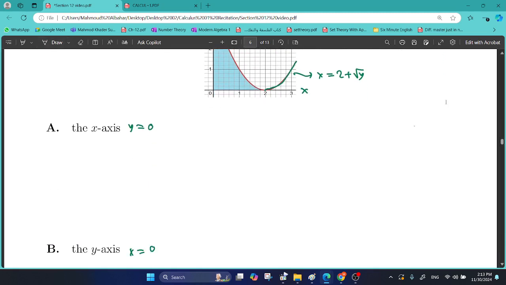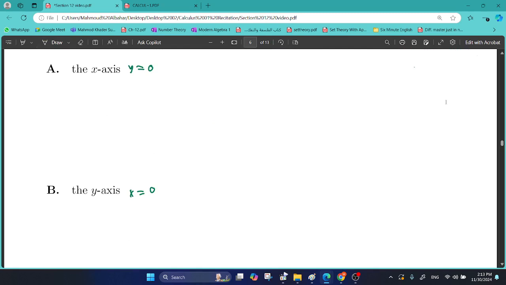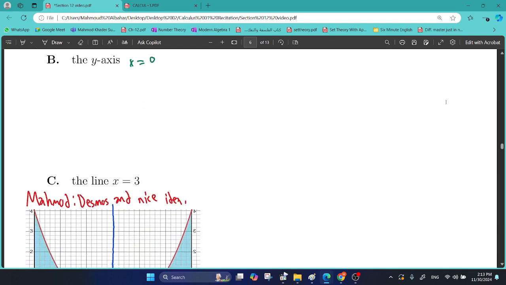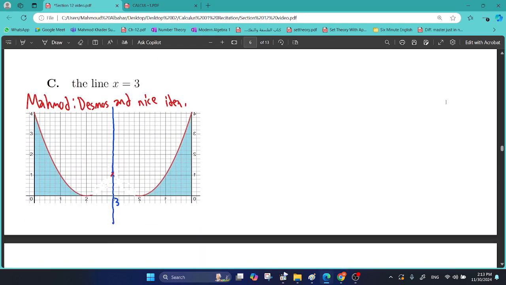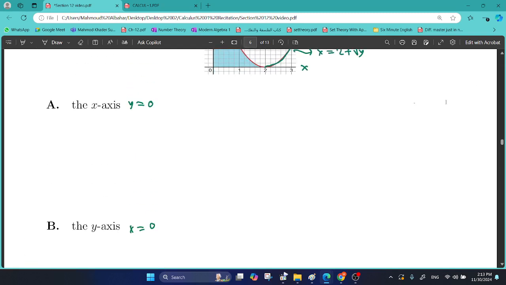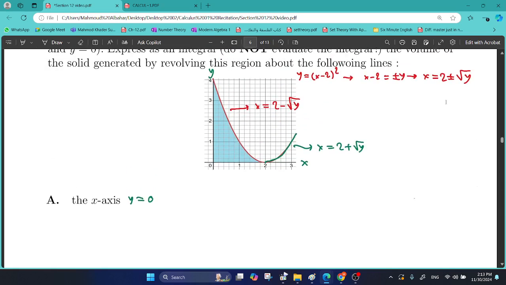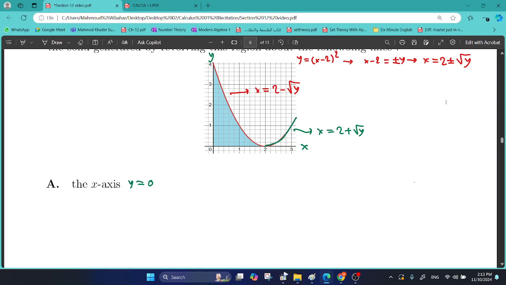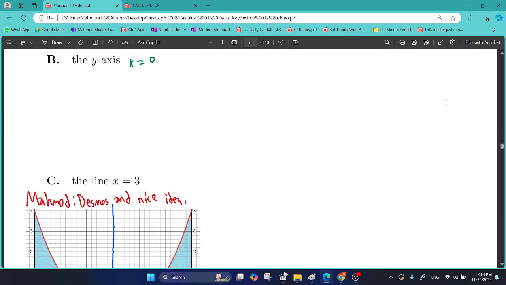Y equals 0, the x-axis; the y-axis, x equals 0; the line x equals 3, okay? So parts B and C are vertical lines, the y-axis and the line x equals 3. For part A, it's a horizontal line, the x-axis. In part A, we will integrate with respect to x because it's a horizontal line, okay? But in parts B and C, we integrate with respect to y because they are vertical lines, okay?